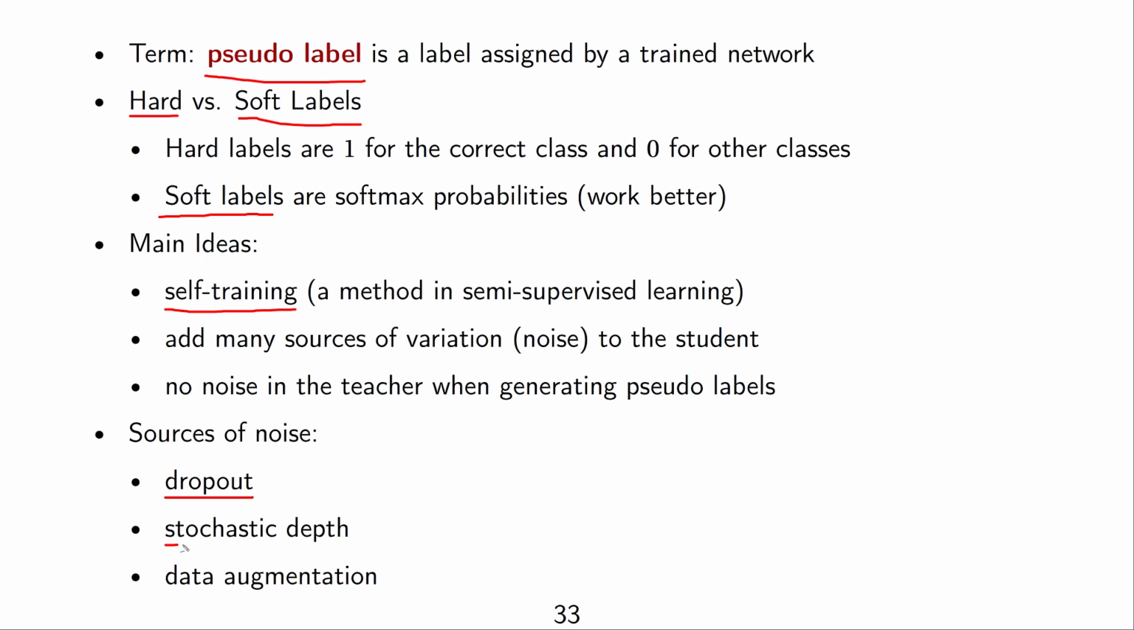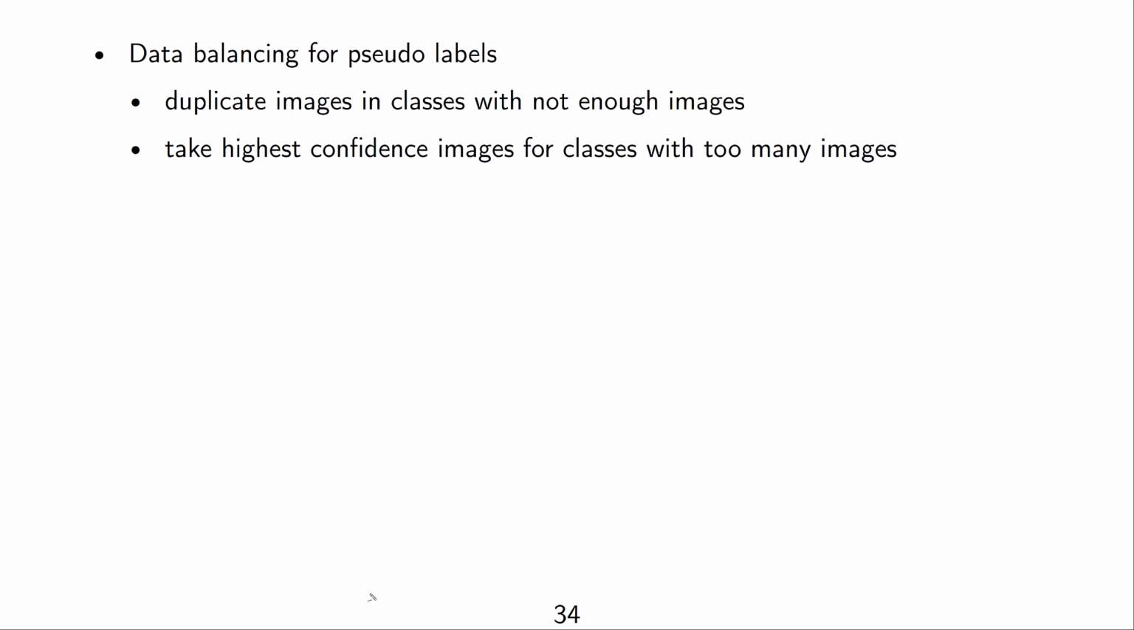For example, dropout, stochastic depth, and data augmentation are sources of stochastic noise. And so the idea is that one training can be used with noise and the other training can be done without noise.